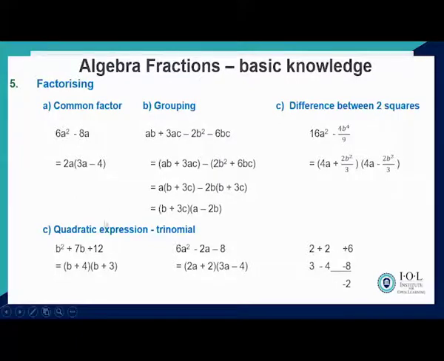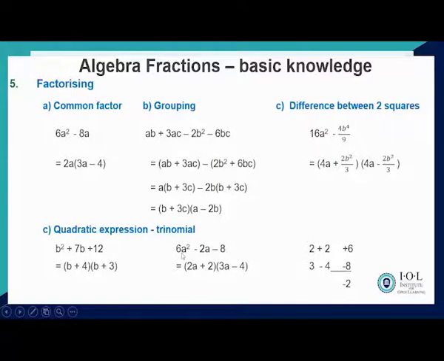Trinomial, you have b squared plus 7b plus 12. You've got a b squared, a single b, and a constant. That's a trinomial. You have to factorize it into the two brackets. So you say, what times what is 12? The last sign tells you the signs are the same. If it's positive, the signs are the same. If the last sign is a negative, the signs are different. Now they are the same. What are they? They are both plus. So what times what is 12? If I add it, I get 7. 4 times 3 is 12. 4 plus 3 is 7. So those are your factors.